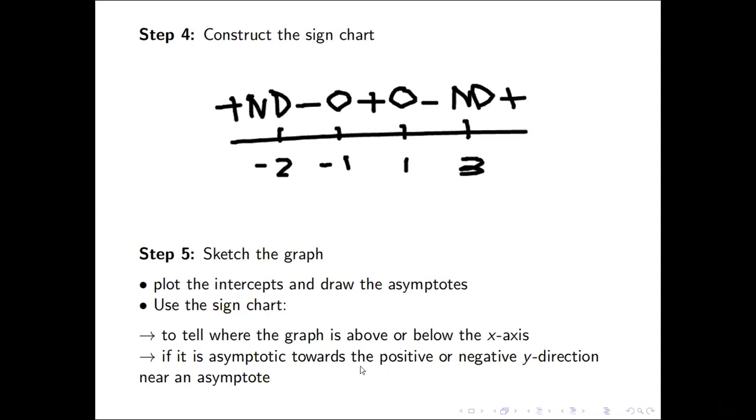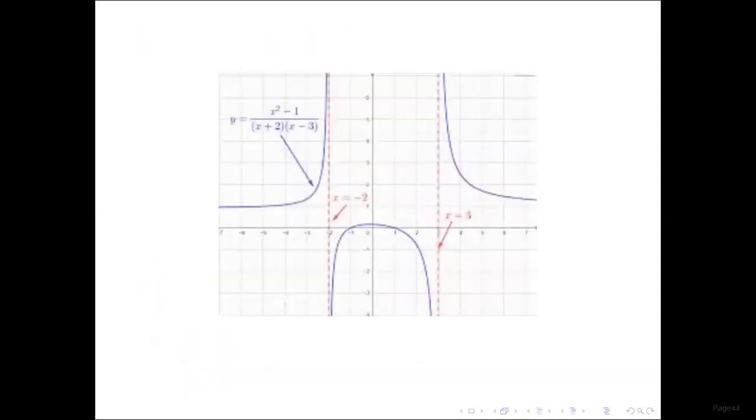And also, since we have asymptotes for rational functions, the sign chart will tell us if the graph is asymptotic towards the positive y direction or towards the negative y direction, near an asymptote, as I will show in this example. So looking at the graph here, which I've already pasted here for you to see, I will just be explaining how to arrive at that graph by looking at the sign chart.